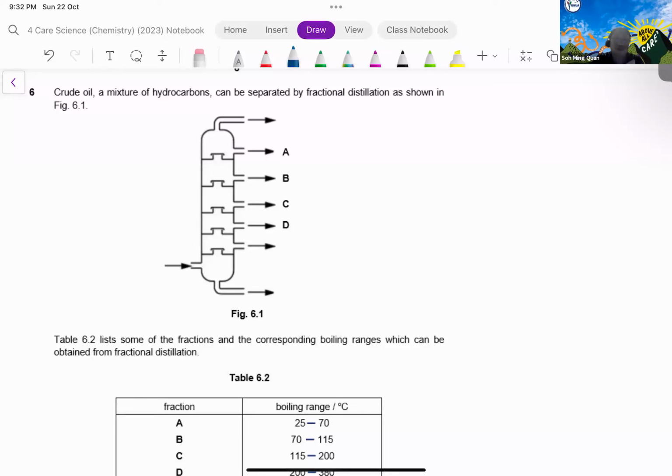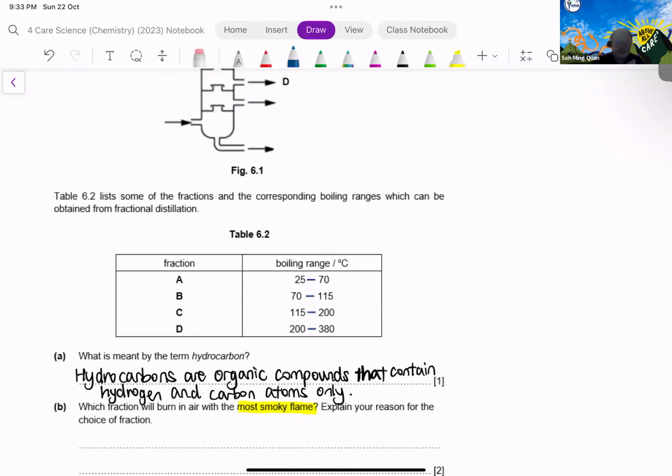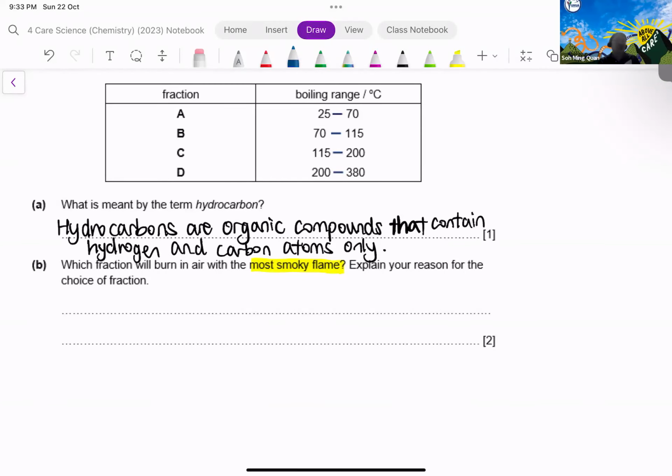Now, question 6 is about crude oil, and they tell you crude oil is a mixture of hydrocarbons and is separated by fractional distillation. I think you already knew this. Now, what do you understand by the term hydrocarbon? So I hope you know. Hydrocarbons are organic compounds which contain hydrogen and carbon atoms only. But what I wanted to go through is part B. Which fraction will burn in air with the most smoky flame? And explain your answer.